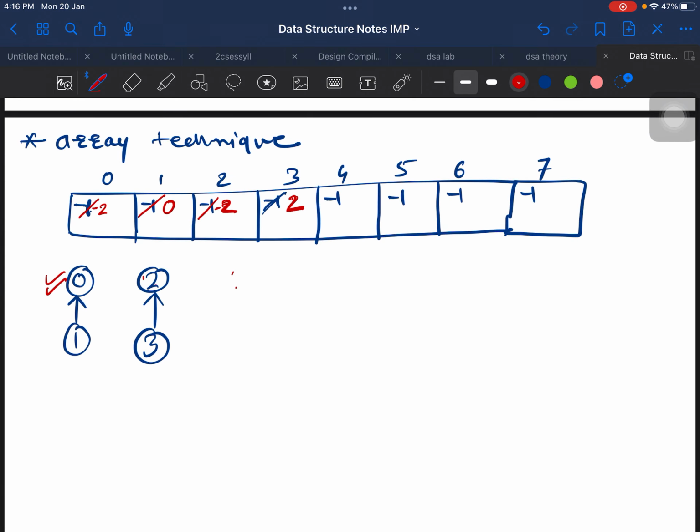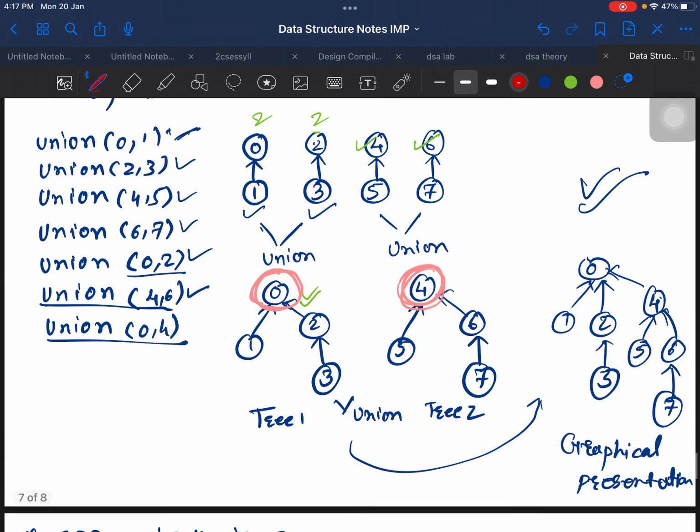Now the next union is 4, 5. Again 4 is the parent, 5 is the child. So 5 is the child of 4. Instead of writing minus 1 here, I will write 4, because 4 is the parent of 5. And in 4 I have minus 1, so instead I will write minus 2. Why minus 2? Because minus represents root, 4 is the root, and 2 represents that 2 nodes are there in that set.